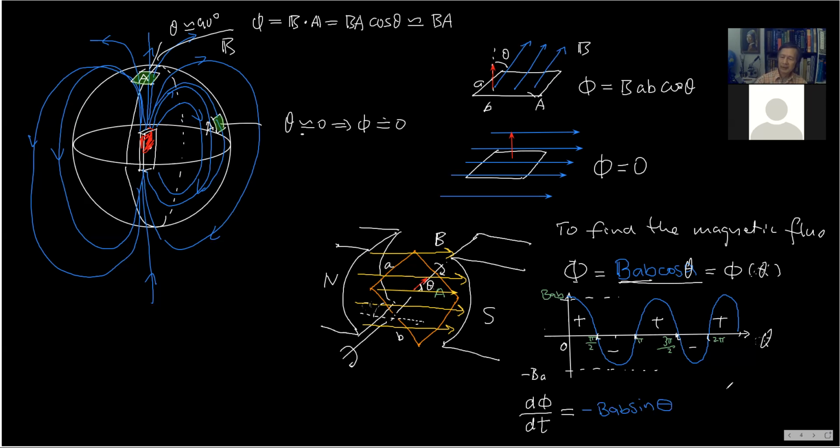Okay. Now, how about the sign? Because in Faraday's law, we need to know the negative d phi dt, d theta, sorry, d theta. Sine theta. Yeah, it becomes positive, right? Okay, can you draw this one, which is just sine, right? Can you use a different color to draw this on the same diagram?